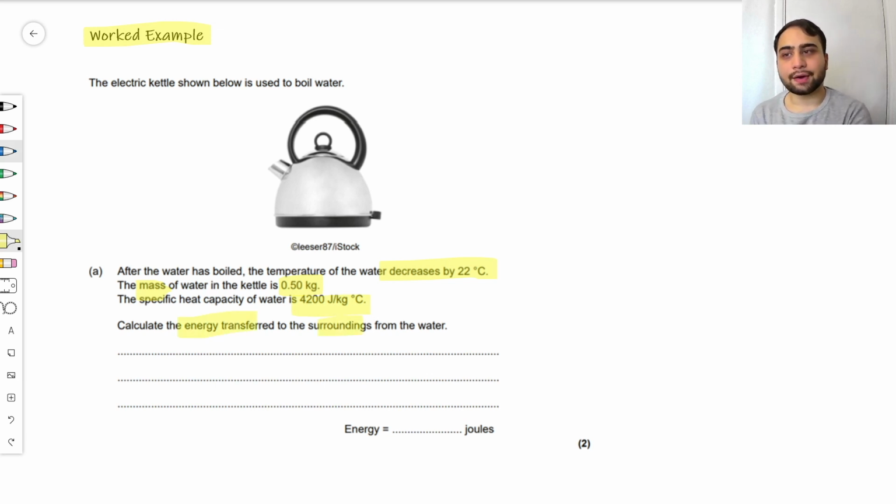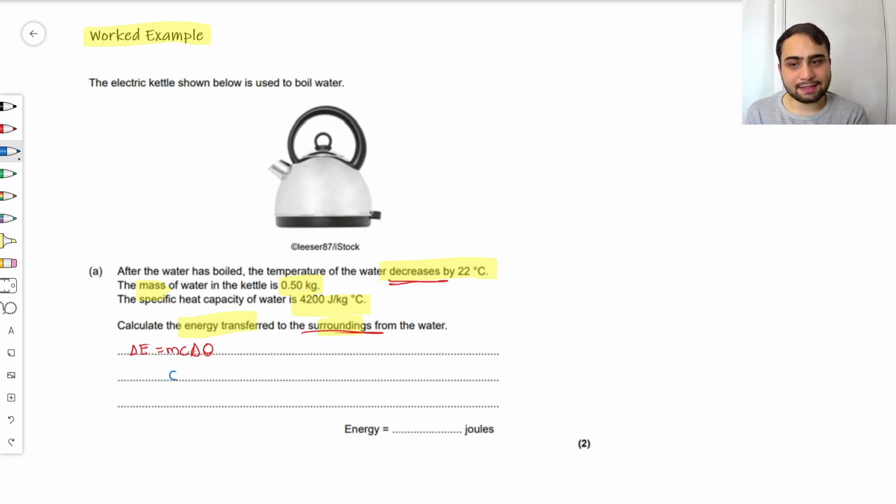Now some people might get confused with the word surroundings here when we've just been talking about energy going into a system. But here we can see that the temperature decreases by 22 degrees. That means that energy is actually leaving the system, because our system, the water, is losing thermal energy, and so its temperature is dropping. So all we do is use our normal heat capacity equation, which is delta E equal to m c delta theta. Now let's substitute all of our values in.